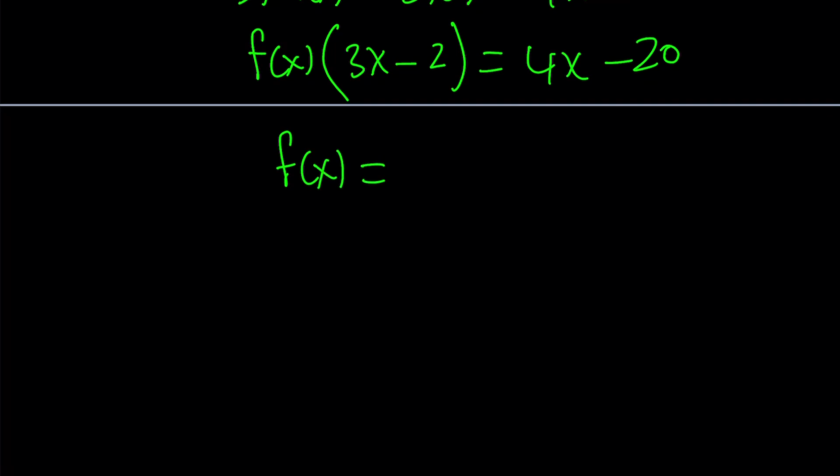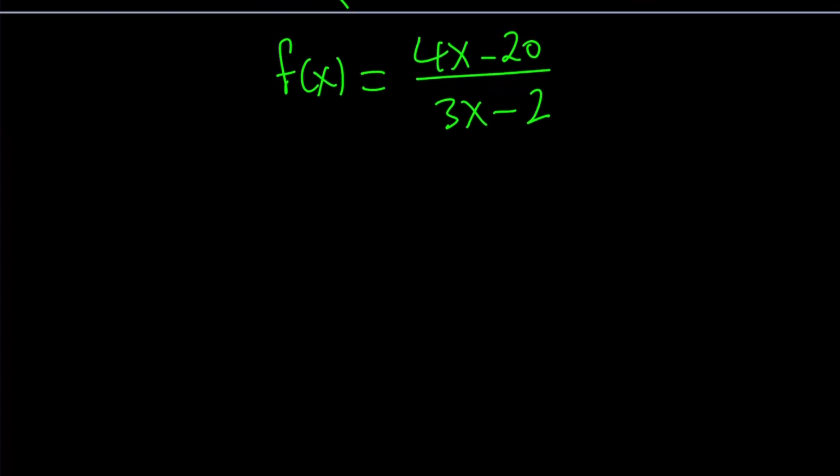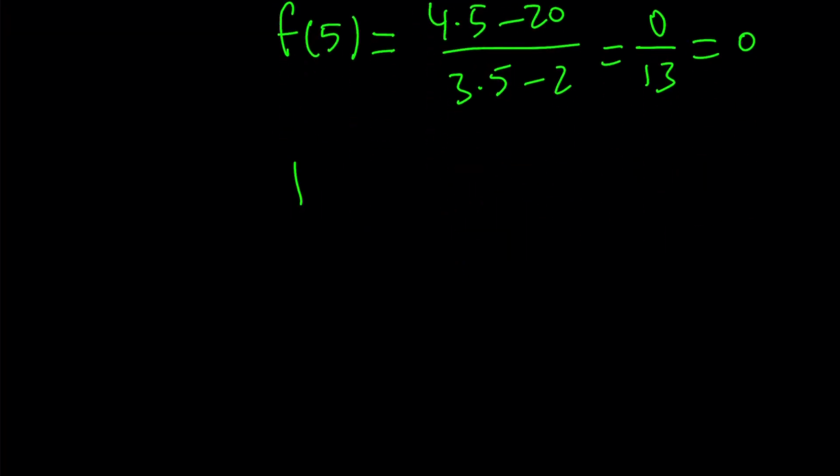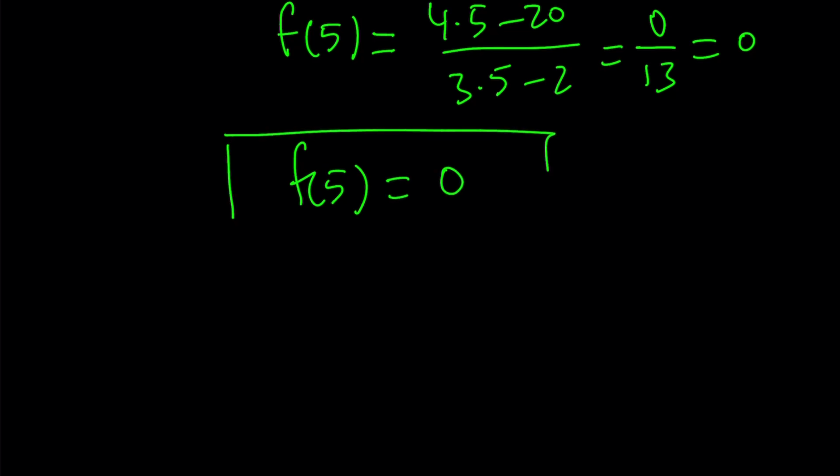So f of x becomes 4x minus 20 divided by 3x minus 2. And this is a rational function, isn't it? Okay, so how do you find f of 5 from here? The answer is easy. You replace x with 5. If you do it, you're going to get 4 times 5 minus 20 divided by 3 times 5 minus 2, which is 0 divided by 13, which is equal to 0. So to keep a long story short, f of 5 equals 0. And that's what we were looking for, right? So we got it. Great.